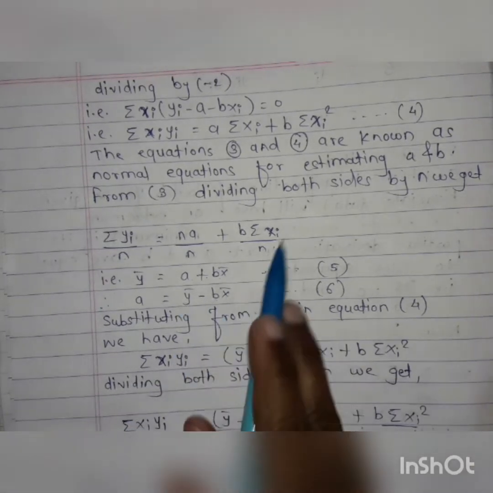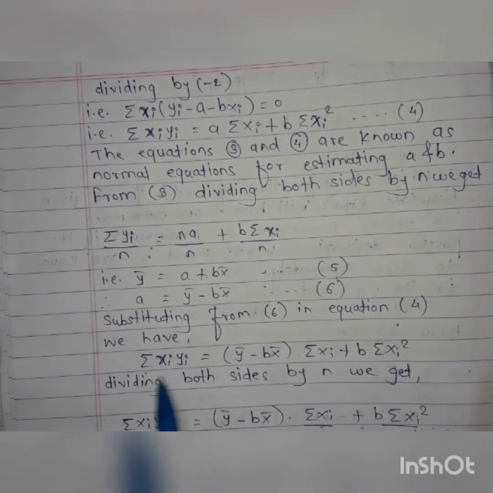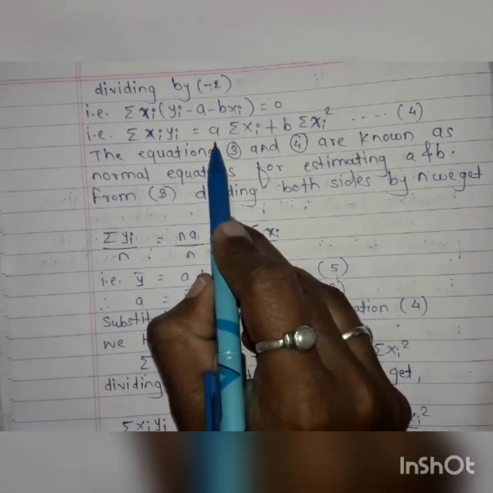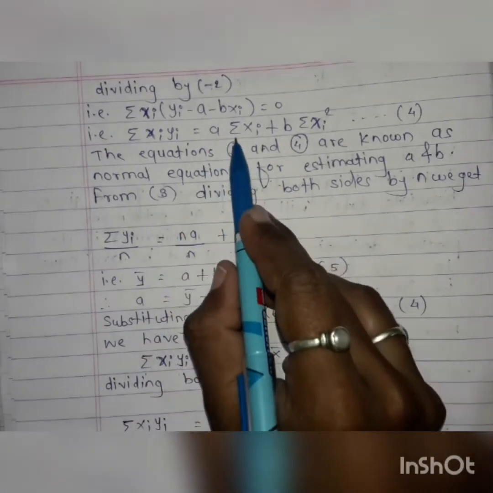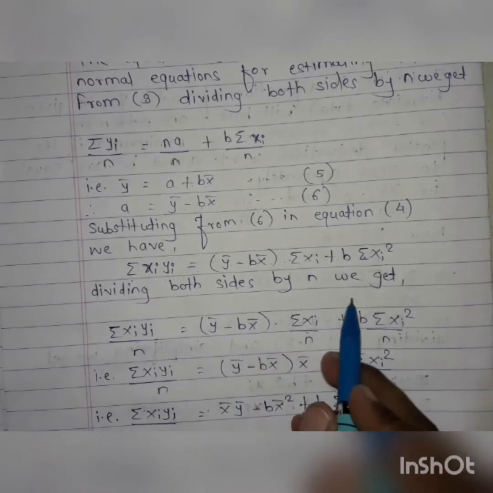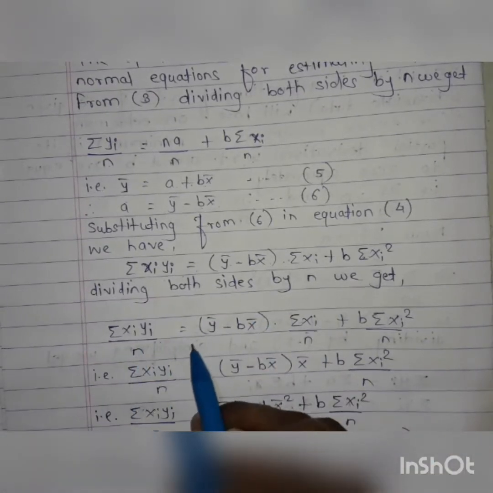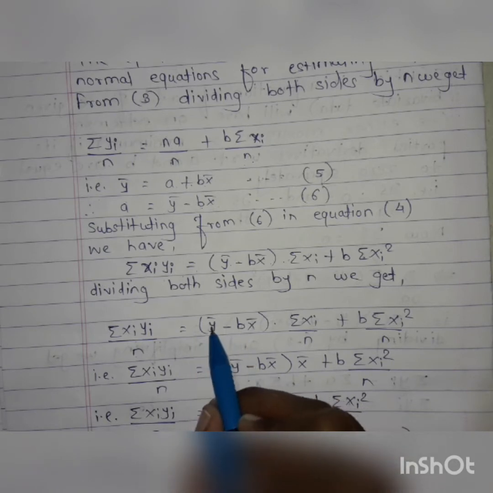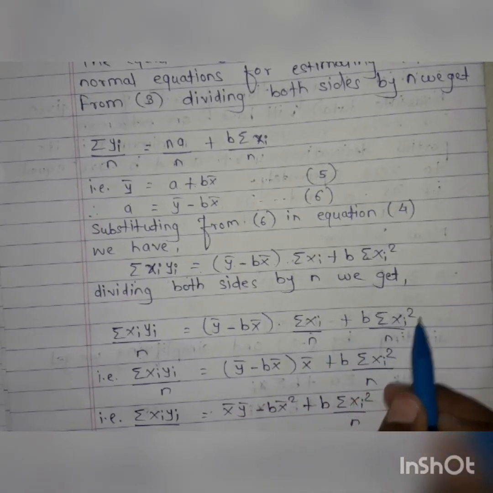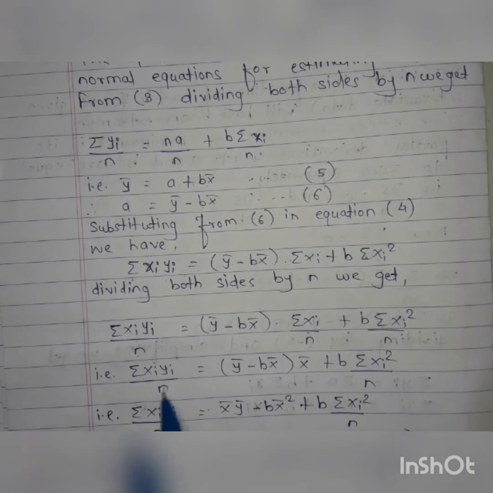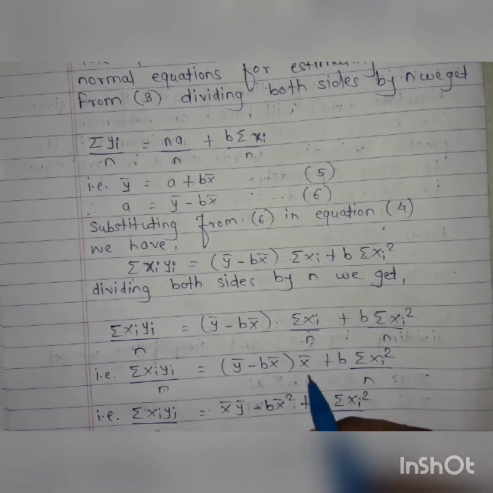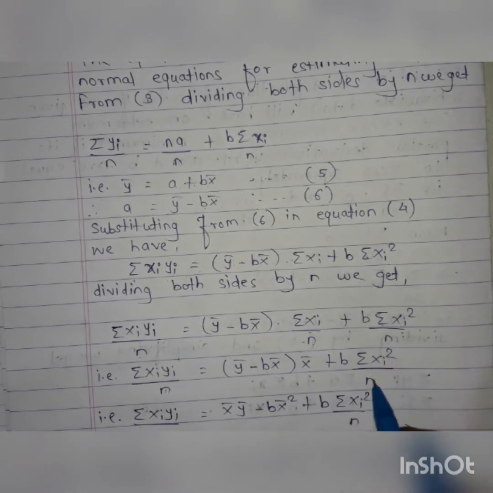Substituting 6 in equation 4, we get summation xi yi is equal to (y bar minus b x bar) into summation xi plus b into summation xi square. Divide both sides by n, we get summation xi yi upon n is equal to (y bar minus b x bar) into summation xi upon n, which is x bar, plus b summation xi square upon n.